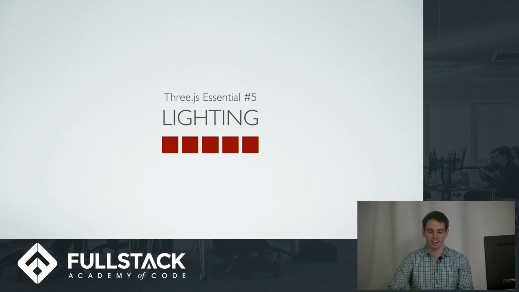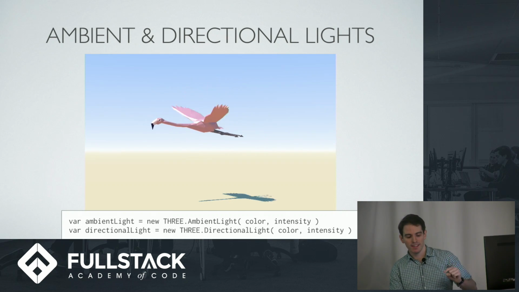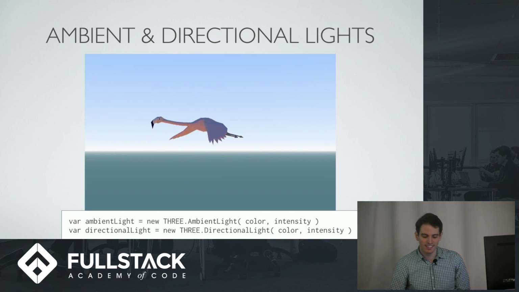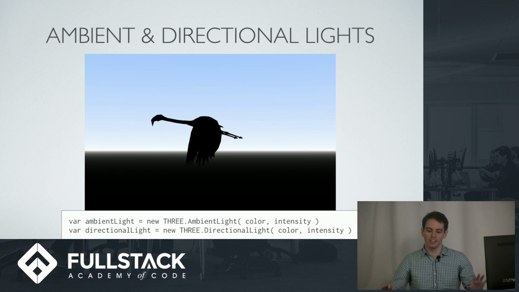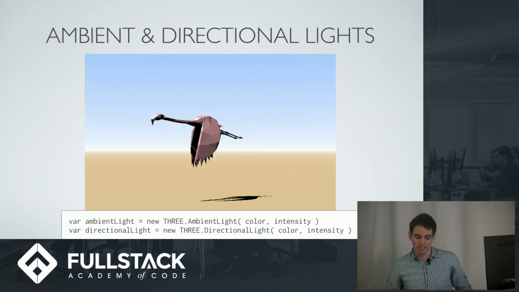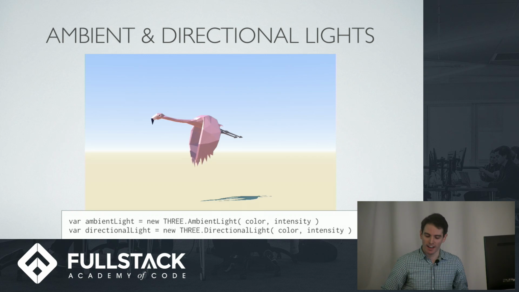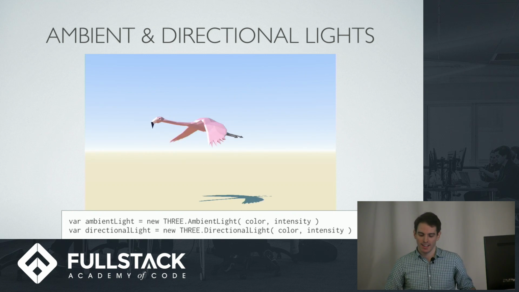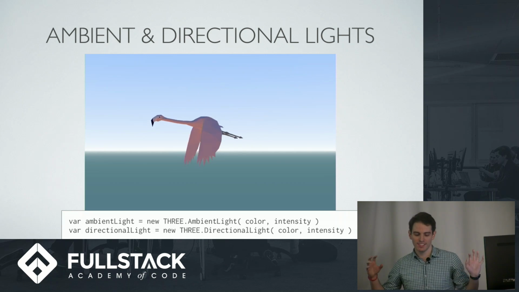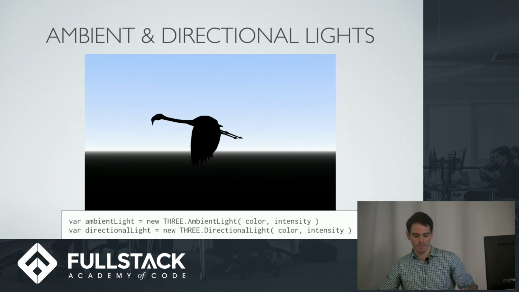There are 4 basic types of light that we'll go over, but there are a couple other ones there. The first 2 are ambient and directional lights. Ambient light is the simplest kind of light. It globally illuminates all objects in the scene evenly. The light cannot be used to cast shadow, and it does not have a direction. It's totally ubiquitous. It just gives the entire scene an even coloring.